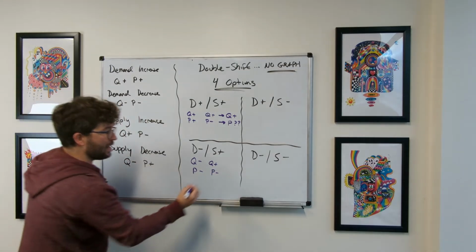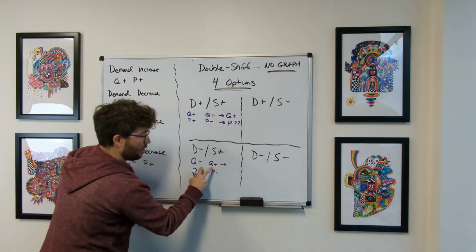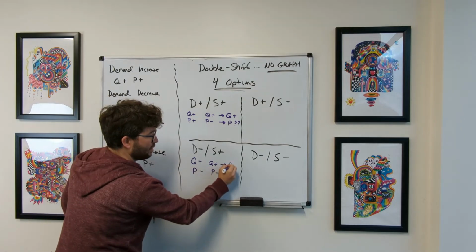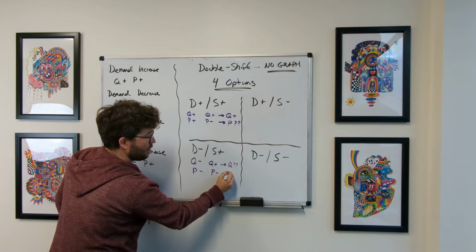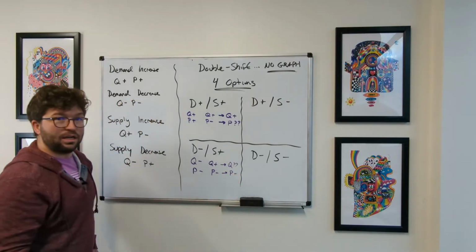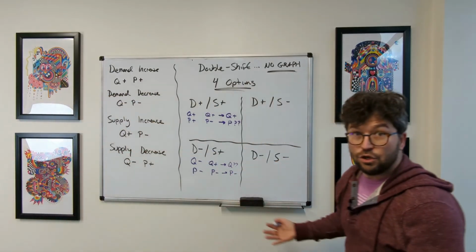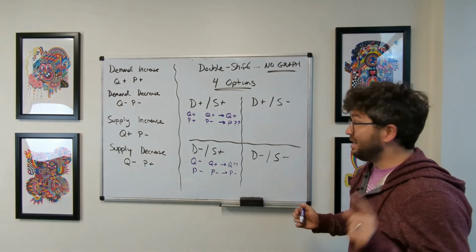We do the same thing here. Well, the quantities are in the opposite direction, so that's what's going to be unknown. And the price is in the same direction, so I know that the price is going to be going down. Let's do this two more times to make sure that we have it set.